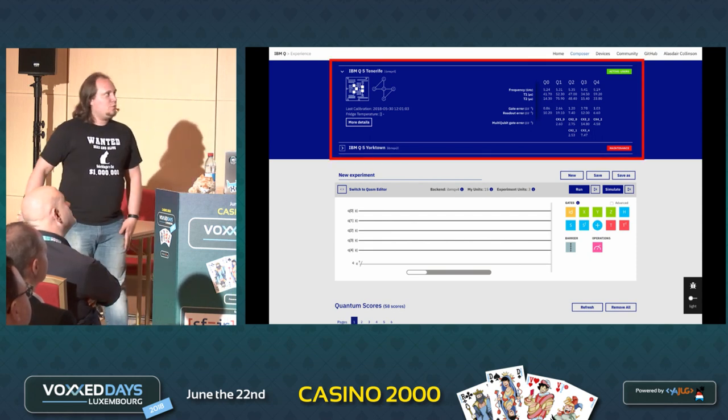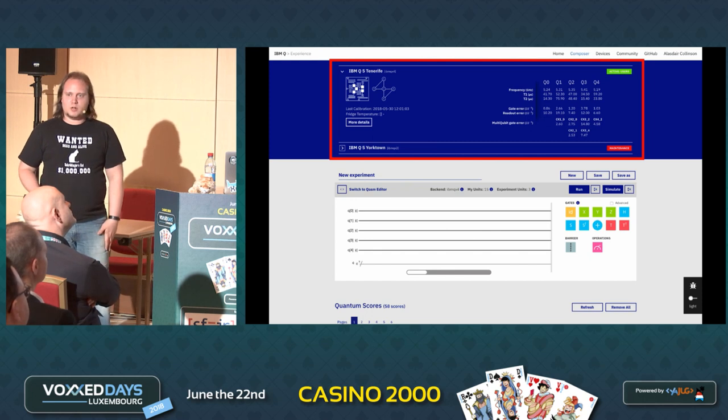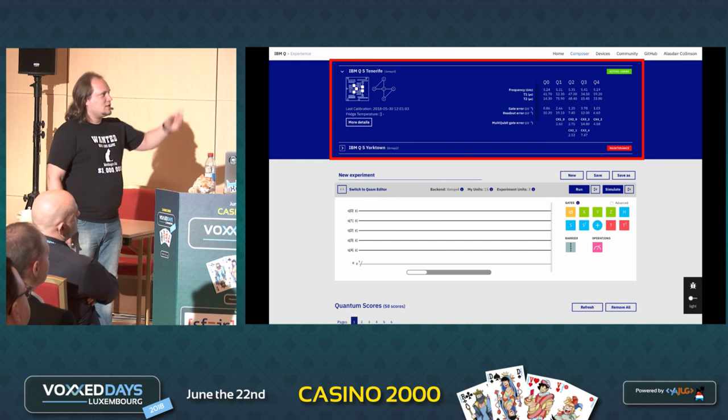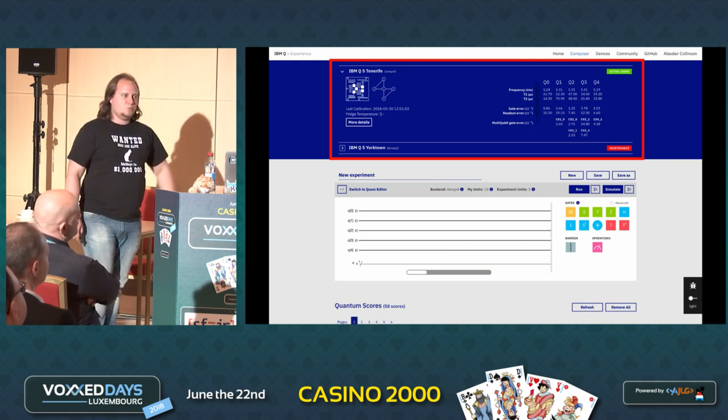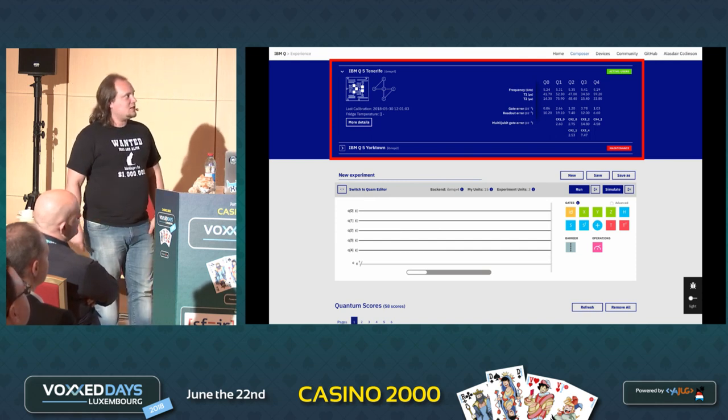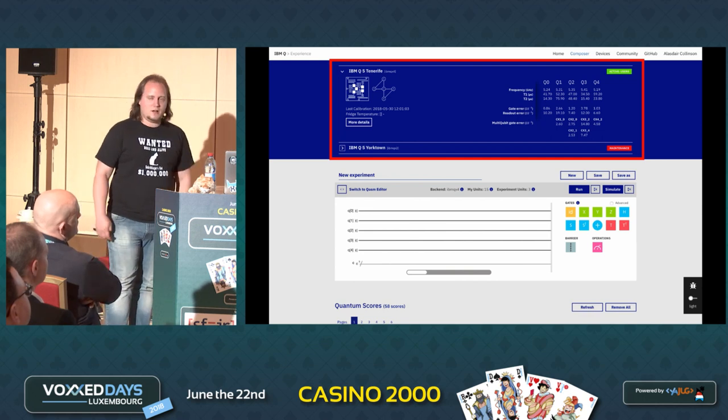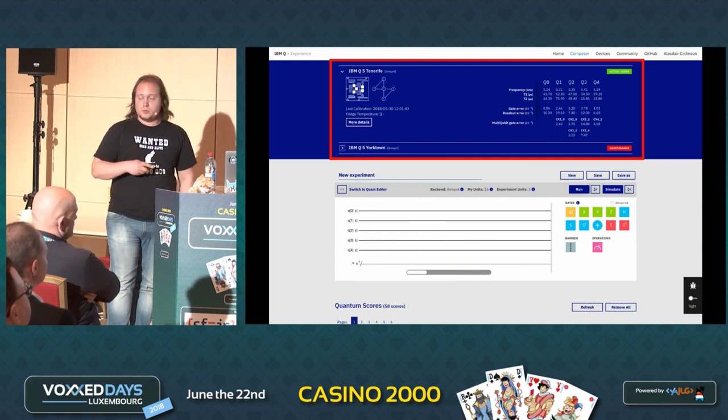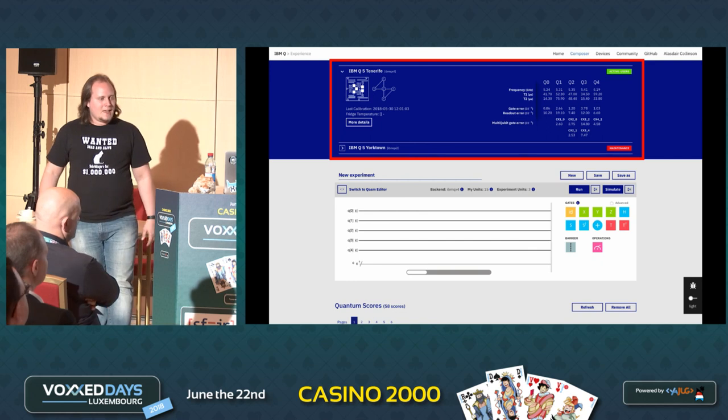This is called the Quantum Composer. So at the top, we have some information about the quantum computers available to you at that time. As you can see, when I took this screenshot, one of them was in maintenance. That happens ever so often. Luckily, there are two available, both of them 5-qubit quantum computers.